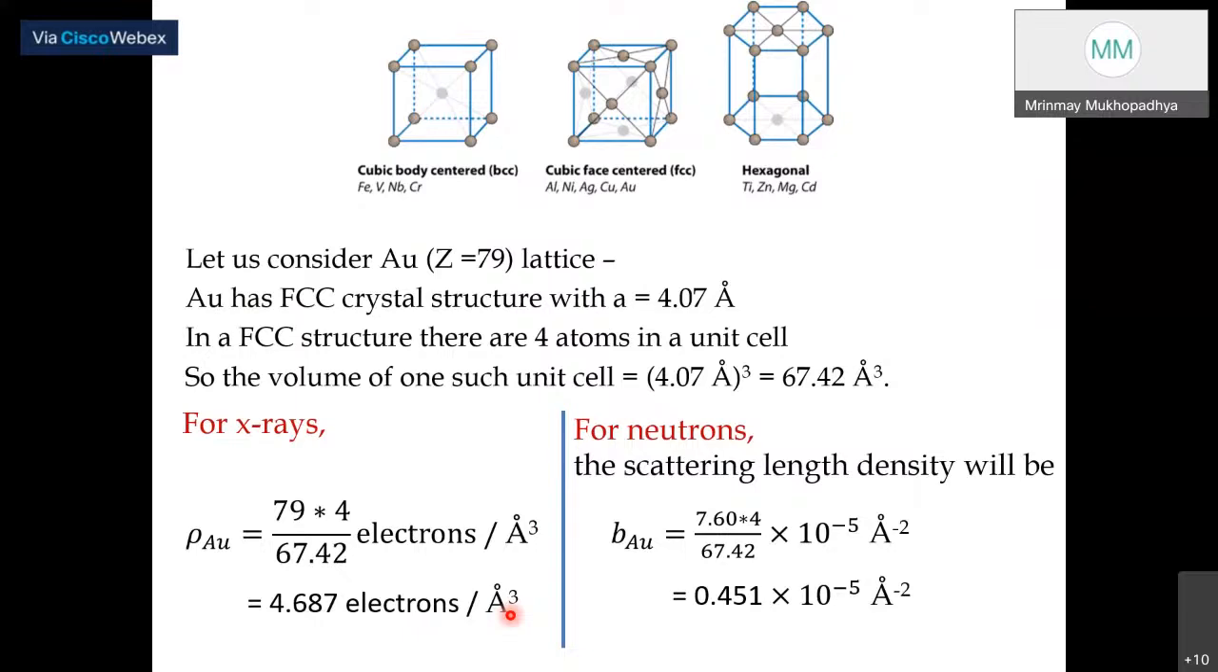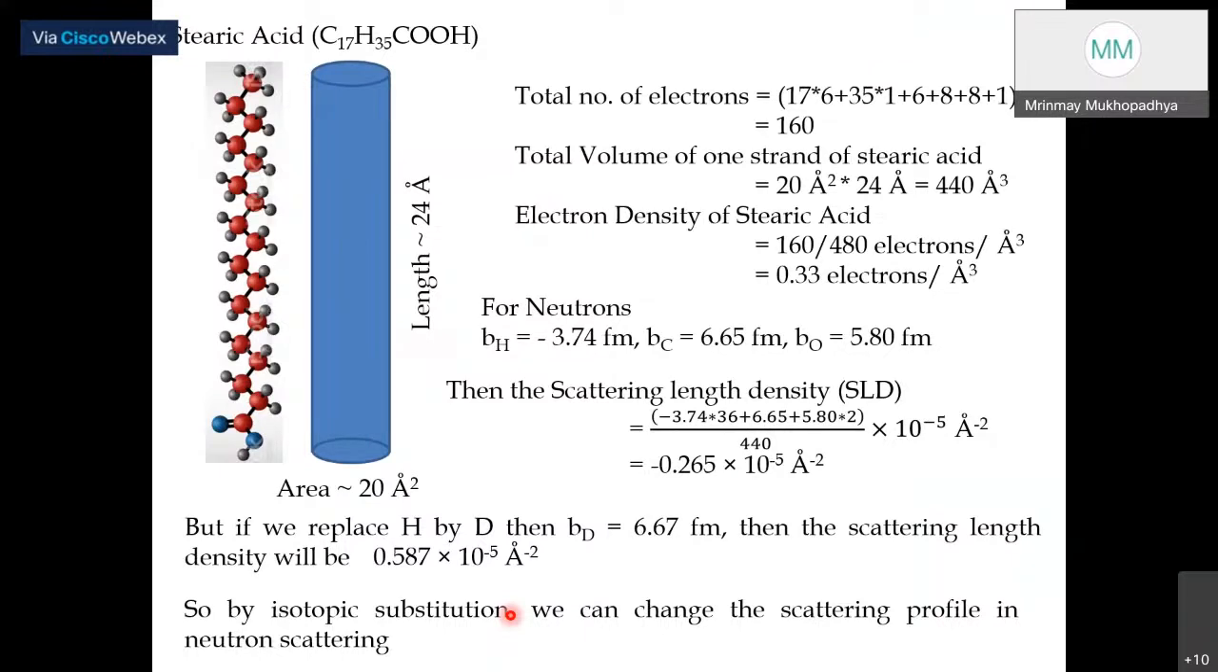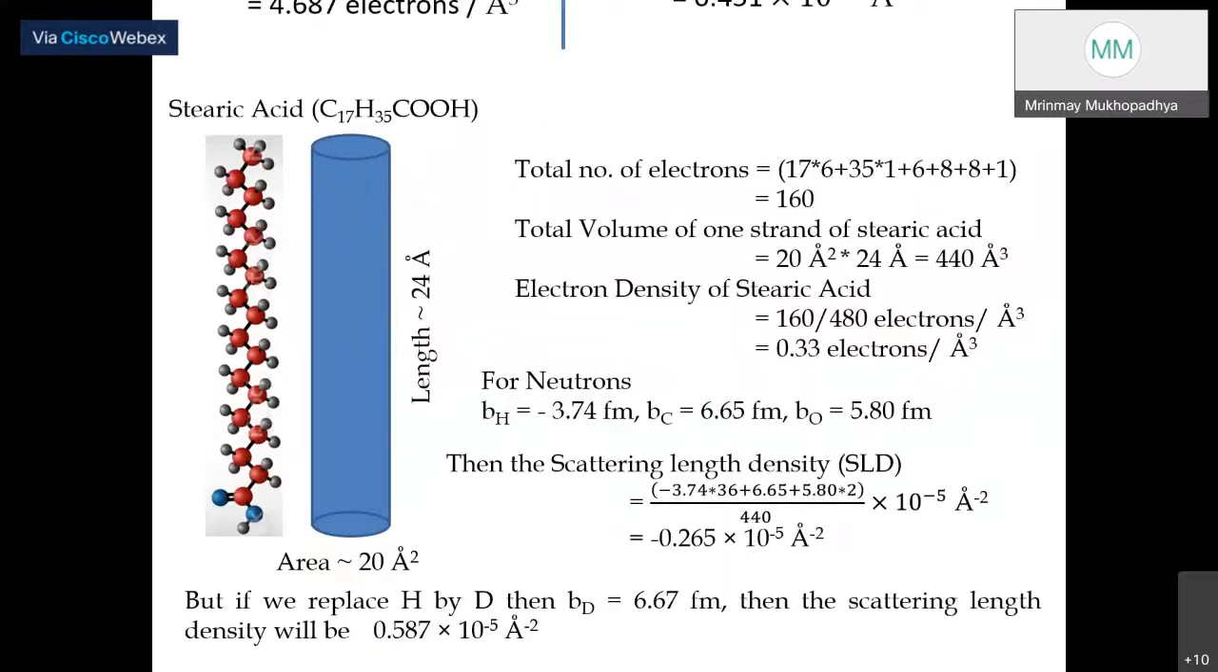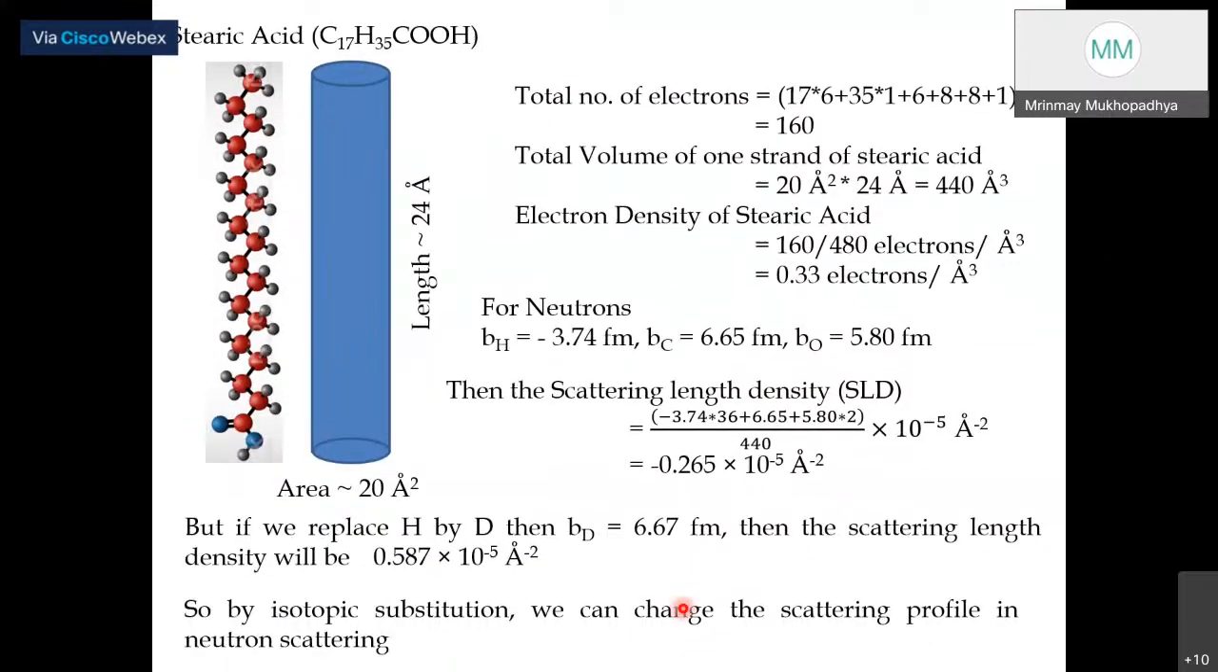So you can understand that materials with elements of lower Z values, like this kind of material, have lower electron density, whereas when you have higher Z values, like 79 for gold, then we have higher electron density. This is an example.